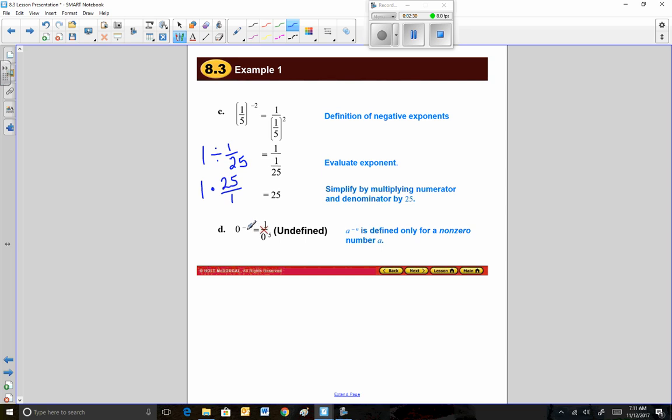Let's see an example here. If you have 0 to the negative 5th power, you need to understand that that is 1 over 0 to the 5th power. Is it possible to divide by 0? Never. So the answer is undefined.